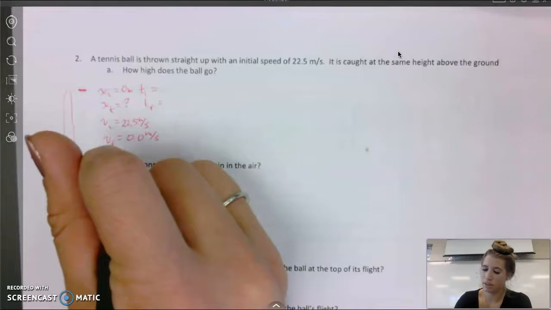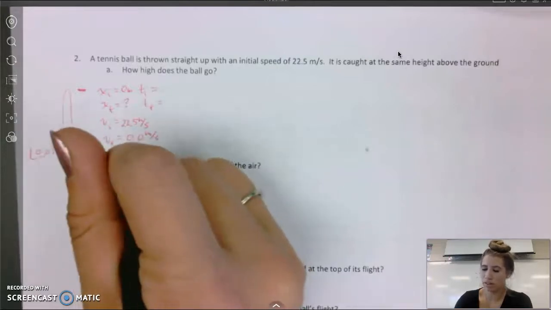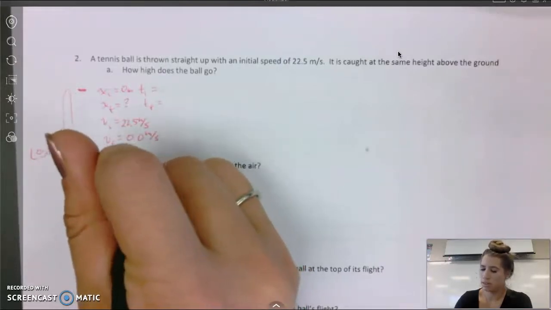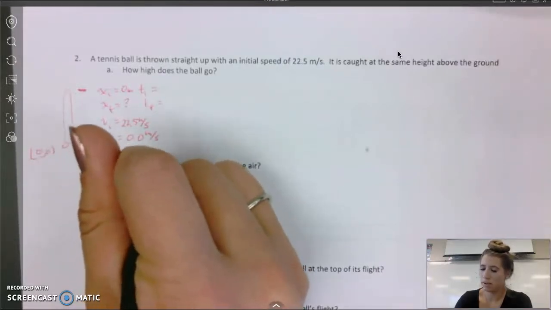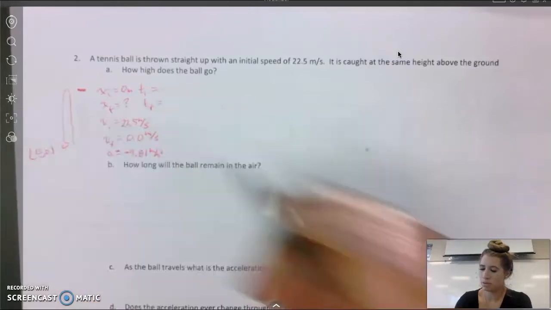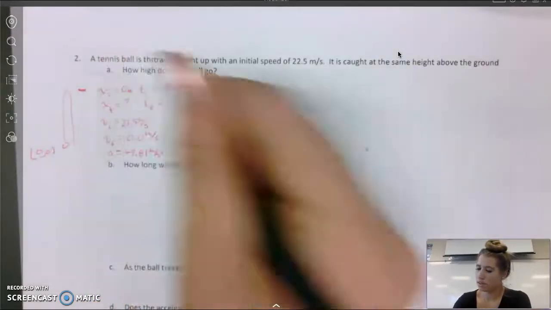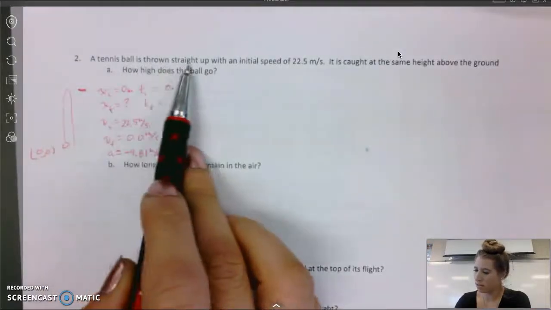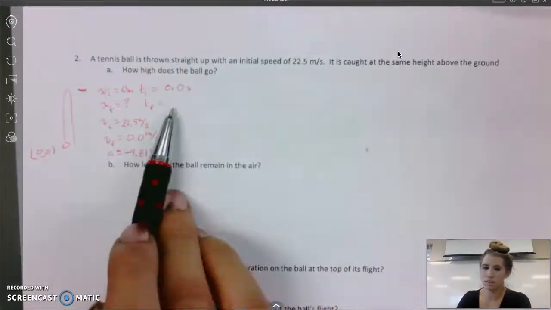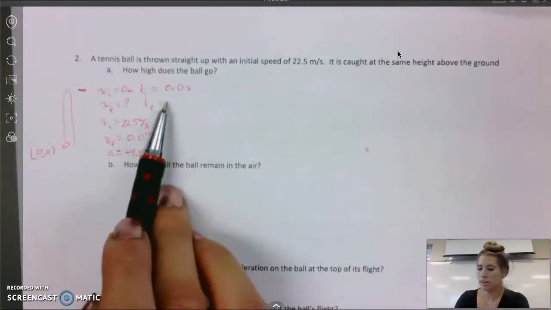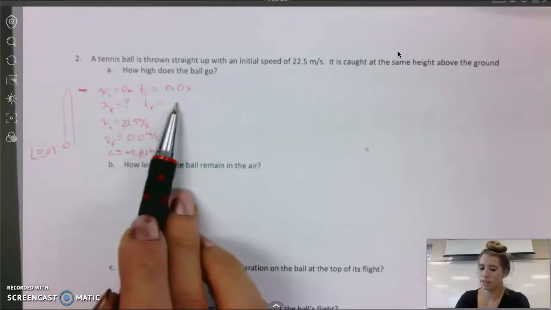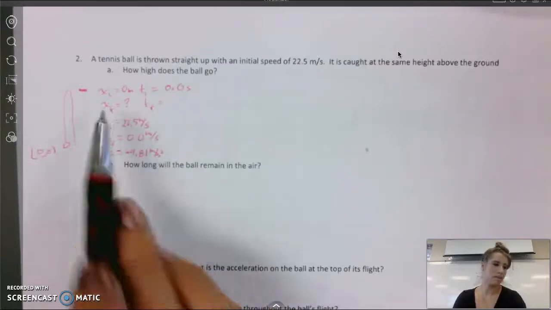Acceleration is due to gravity. There's no thruster or anything else acting on the tennis ball, so my acceleration is negative 9.81 meters per second squared. Time initial is 0. Time final, let's see if it provides that information. Nope, it doesn't in this one. So we need to pick a kinematic equation that does not include time, and the only unknown is x final.